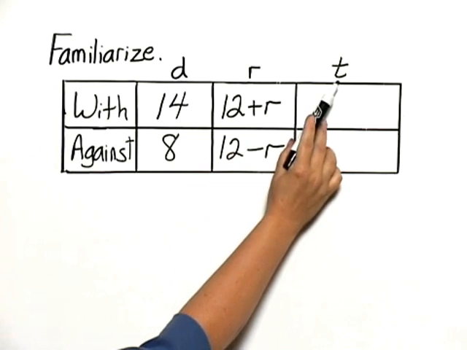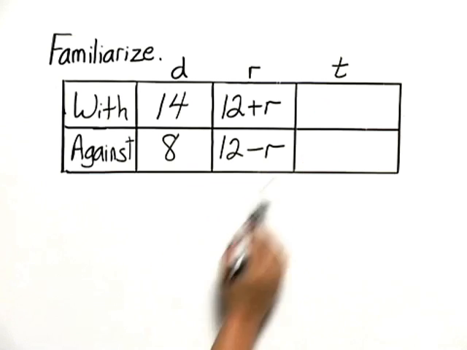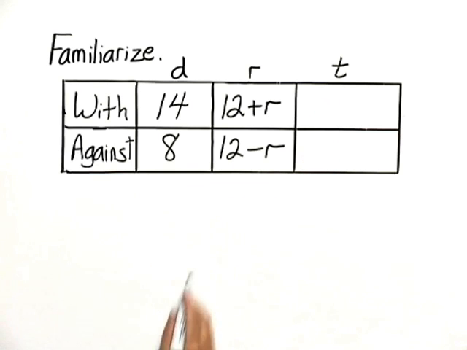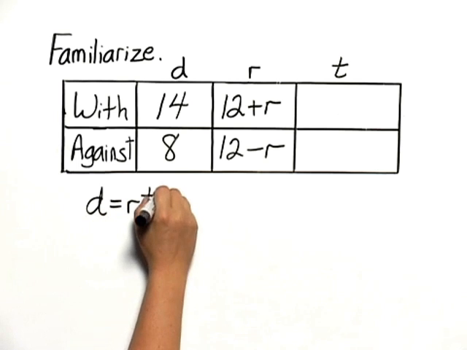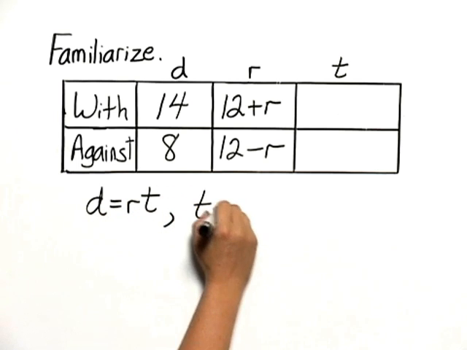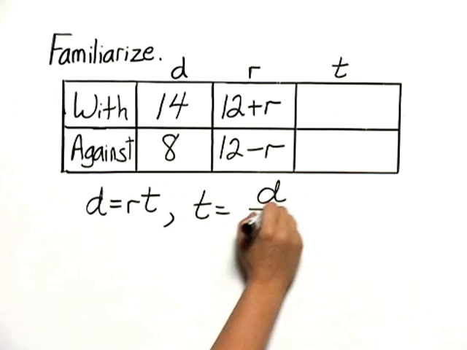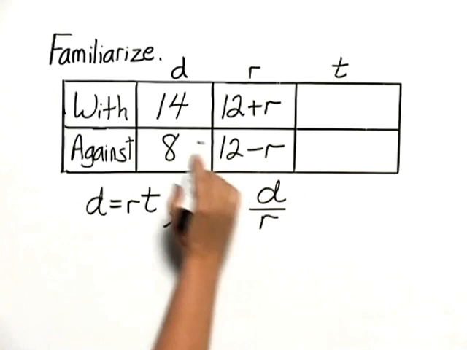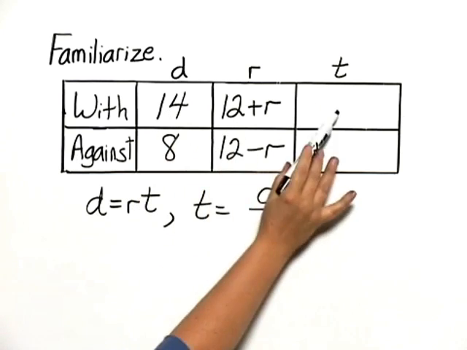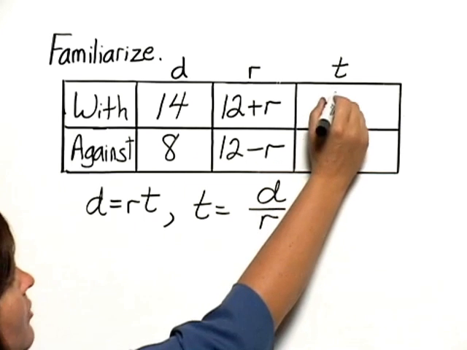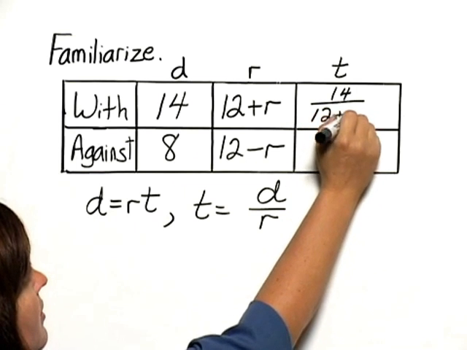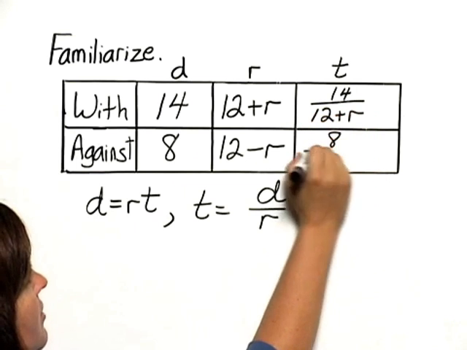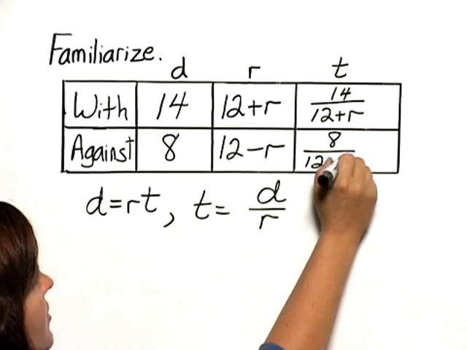Now we've used one variable in here. We would like our time section to only have one variable in it. Remember that distance equals rate times time, so time equals distance divided by rate. So I can take d divided by r and fill in my time column. That would be 14 over 12 plus r and 8 over 12 minus r.